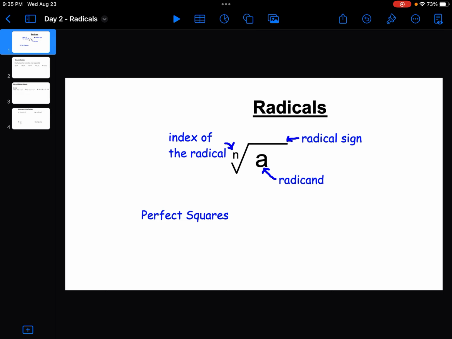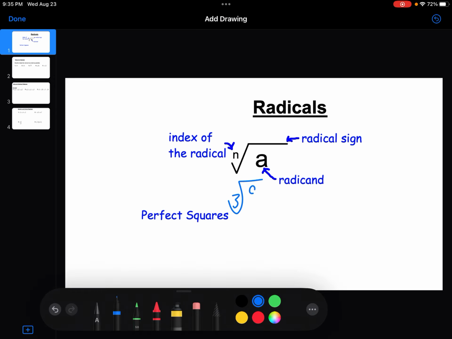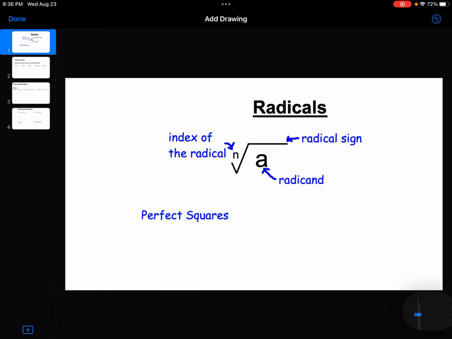So a radical sign, which you would typically think of as a square root, but it can be any root. So the index of the radical, so if I had something like this, would be the third root of 8. Okay, the index of the radical just tells us what root we're at. And the radicand itself is the number that we're taking the root of. Then we have the radical sign, which is also our root.